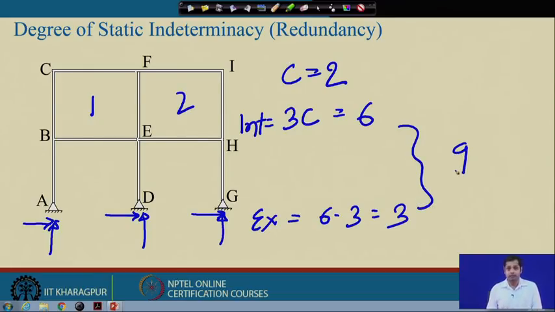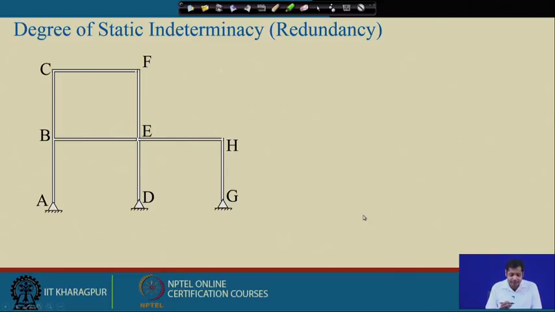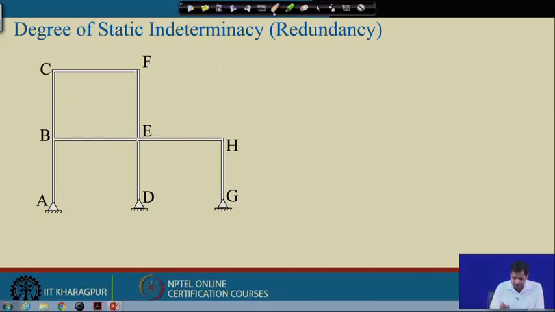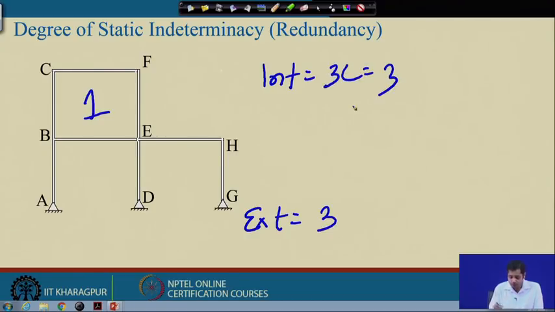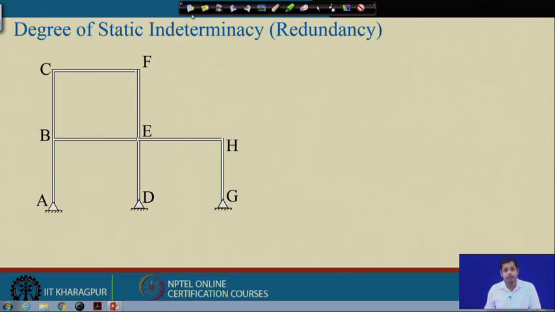So, for this, indeterminacy is 9. Take one more example. In this case, it is the same example, so your external indeterminacy will still remain the same. External indeterminacy is 3, and for internal indeterminacy we have just one closed loop. So, internal indeterminacy is 3C, which is equal to 3. So, total indeterminacy is 3 plus 3, which is 6. Okay. So, this is static indeterminacy.